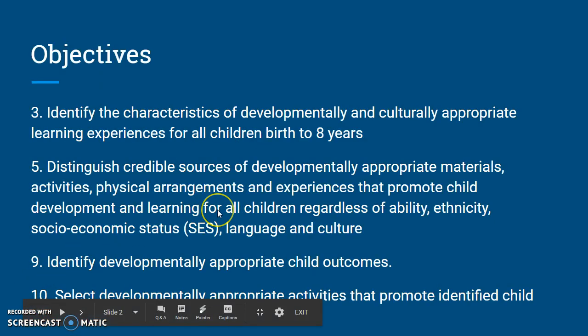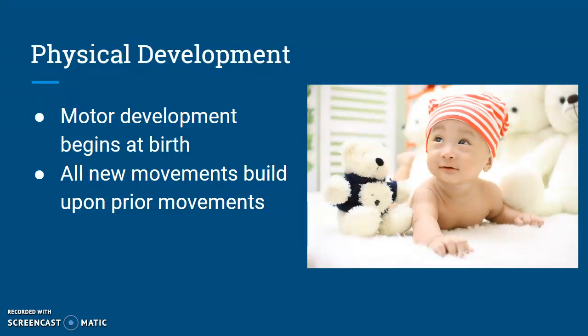So our objectives for this screencast are the following: to identify the characteristics of developmentally and culturally appropriate learning experiences from children birth to 8 years, distinguish credible sources of developmentally appropriate materials, activities, physical arrangements, and experiences that promote child development and learning for all children regardless of ability, ethnicity, socioeconomic status, language, and culture, identify developmentally appropriate child outcomes, and select developmentally appropriate activities that promote identified child learning outcomes.